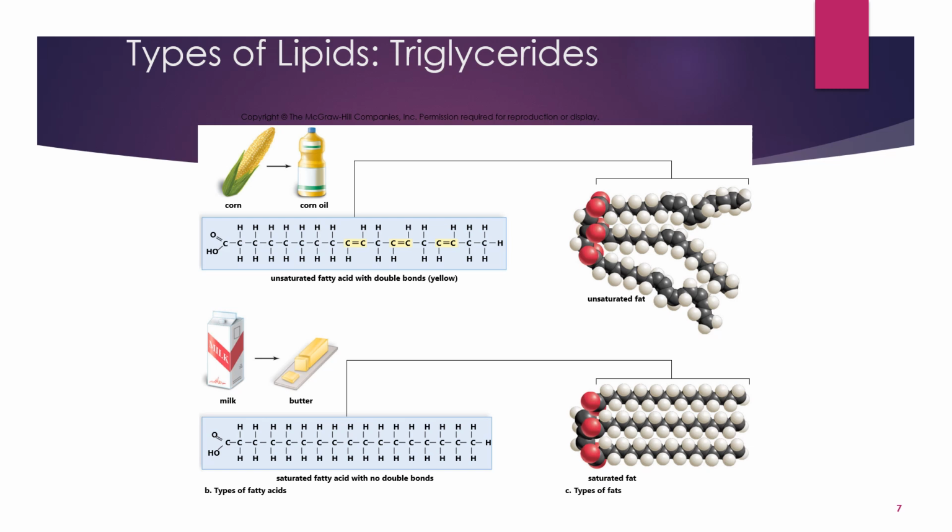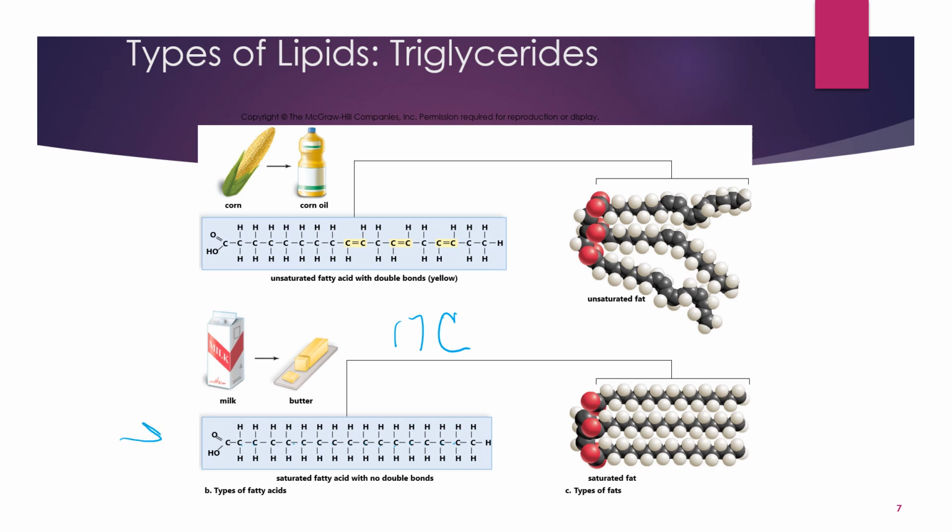So this one has 1, 2, 3, 4, 5, 6, 7, 8, 9, 10, 11, 12, 13, 14, 15, 16, 17 carbons. So this one is 17 carbons long. They range from about 8 carbons to 20 some carbons. So one of the things that vary from one fatty acid to another is the length, the number of carbons that make up the fatty acid. The other thing is the absence and presence of double bonds.